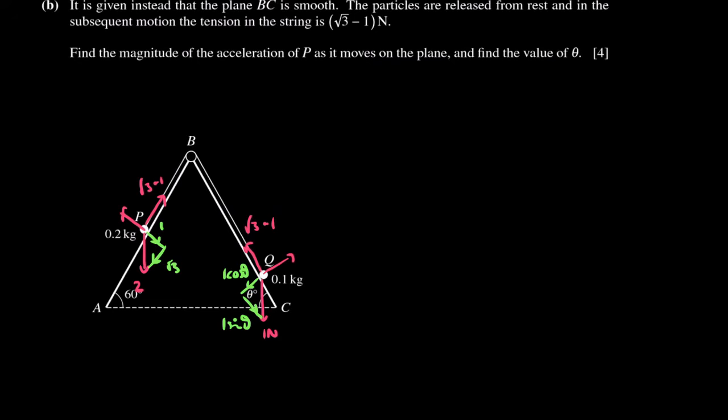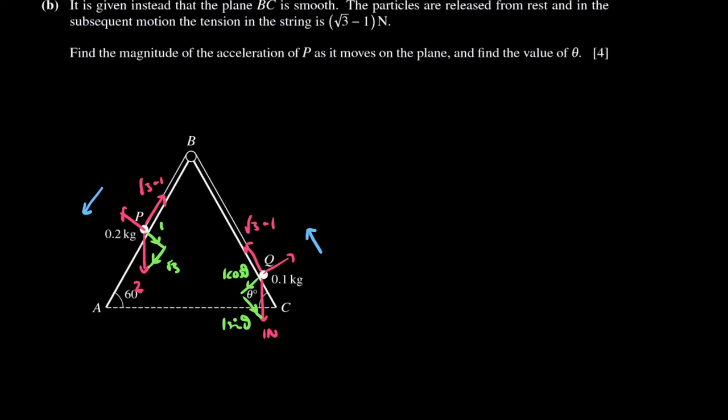We want to ask the question, if the particles are going to move, in which direction will they move? And to do that, we should just look at P. So here P has got a component of the weight acting down, which is equal to root 3. And it's got a tension acting up, which is root 3 minus 1. Now, which one of those forces is bigger? Is it root 3 or root 3 minus 1? Well, obviously, it's got to be root 3, right? Because the tension is 1 less than that. Well, that means that if the particle's going to move, we know that P is going to move down, and we now know that Q is going to move up.